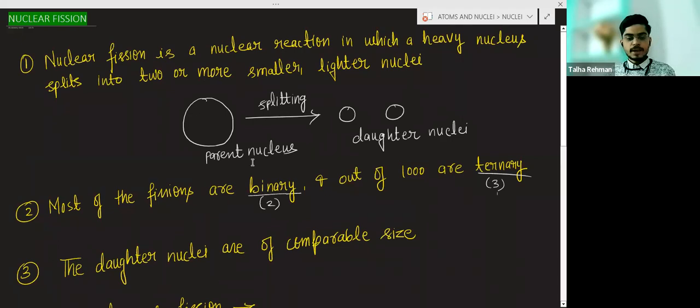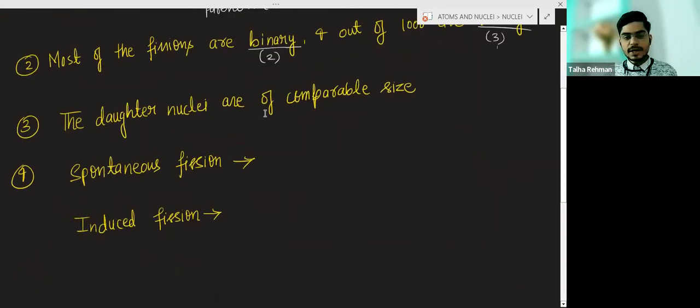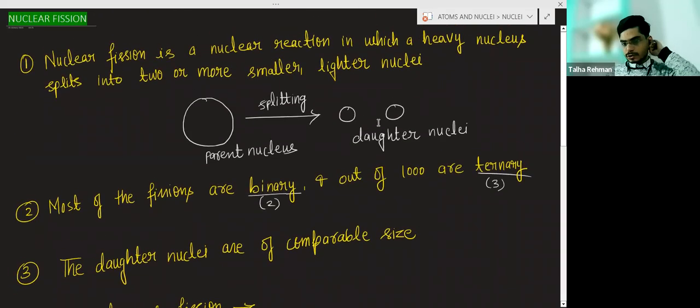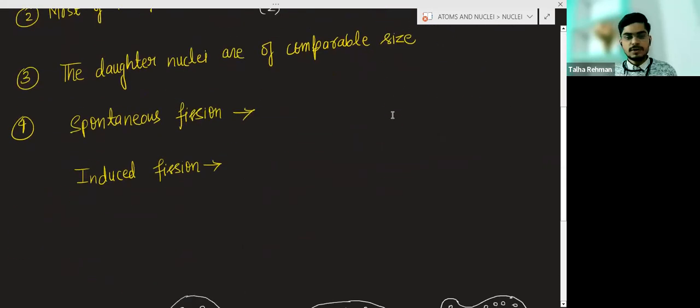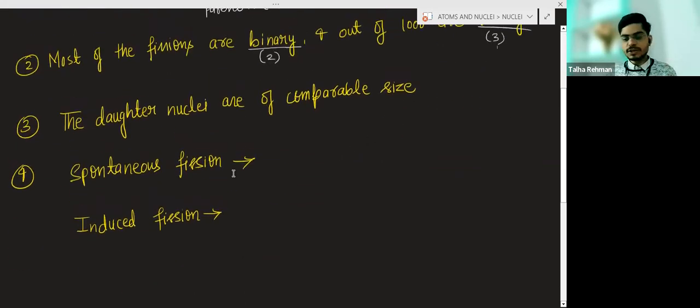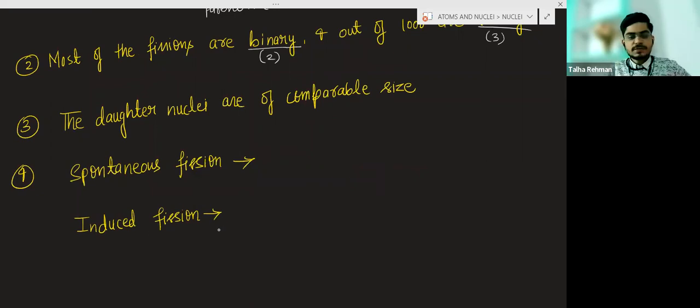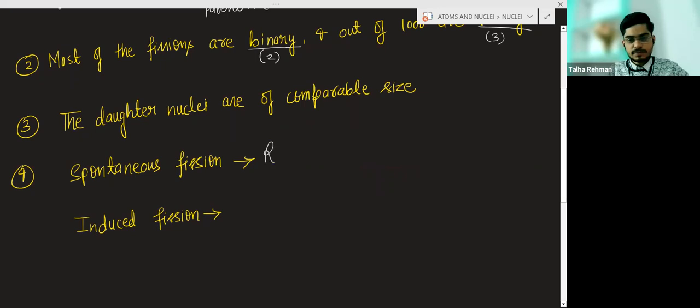Third point, the daughter nuclei are of comparable size. So these daughter nuclei are of almost the same size. The size of this nucleus and the size of this nucleus will be almost the same. Now there are two types of fission, spontaneous fission and induced fission. Spontaneous fission example is radioactivity.